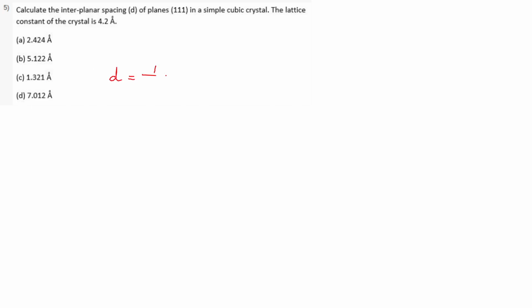d is equal to 1 over root of h square by a square plus k square by b square plus l square by c square. So it will be a divided by root of h square plus k square plus l square. Okay, substitute the values, everything is given. Just tell which one is the correct answer.